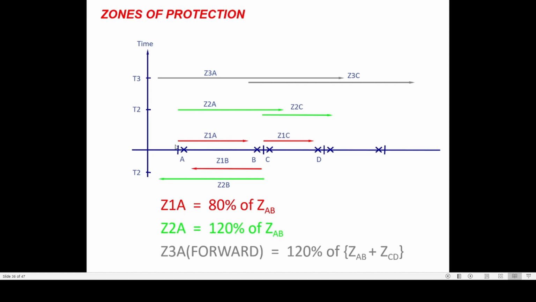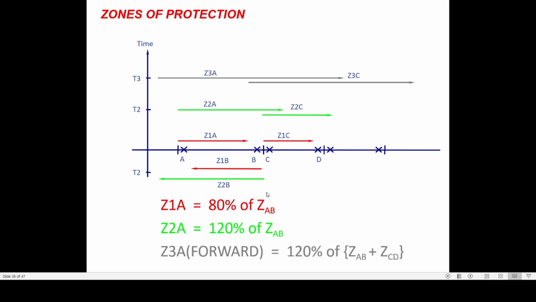Zone 3A is basically used for providing the backup of the remote substation. So it will consist of the total impedance ZAB plus ZCD. Then it is multiplied by 1.2, so it is 120% of ZAB plus ZCD, and this 120% is again because of the same logic. If you are considering only ZAB plus ZCD, then it might happen that in some cases we might not cover the complete remote backup because of those errors discussed already earlier.